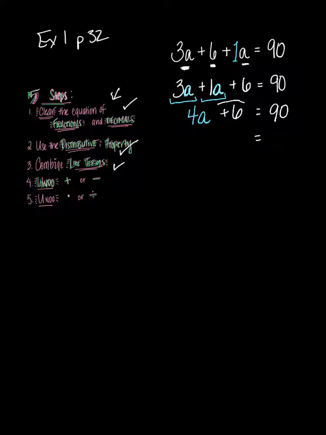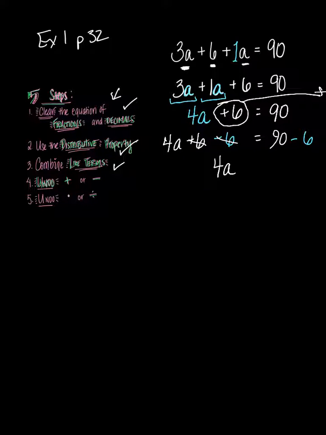Well, I have addition going on here. So if this is addition, the opposite of addition is subtraction. So I'm going to end up subtracting 6 from both sides. And what I do to one side, I've got to do to the other. Now my 6's end up canceling out, leaving me with 4a equals 84.